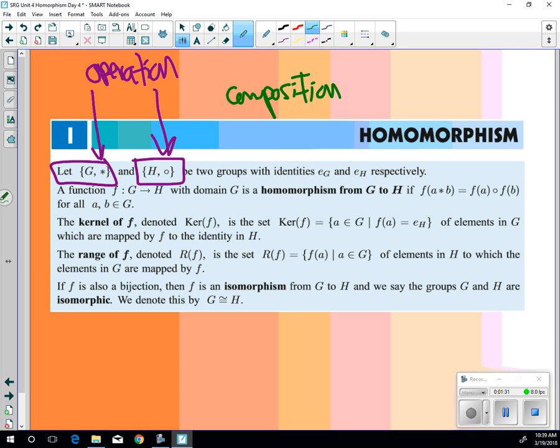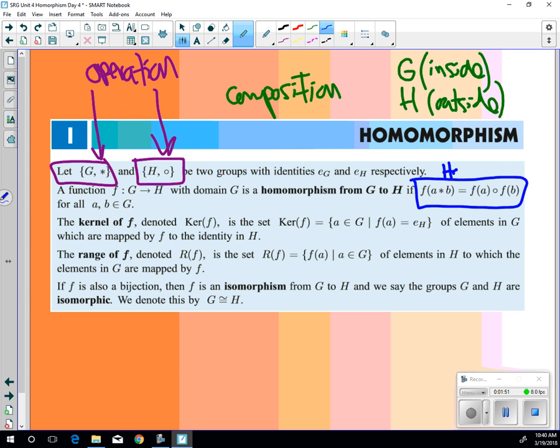Okay? And so what a homomorphism is going from G to H. Think of G as the inside of the function, and H is the outside. To prove that it's a homomorphism, you have to show that f of a star b equals f of a with the other operation, the H operation, of f of b. That's the biggie for this one.